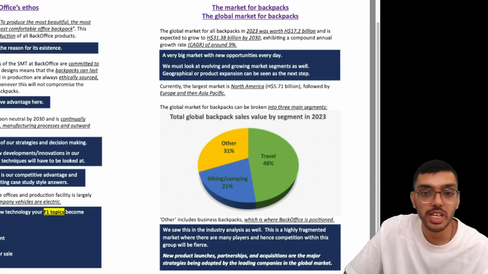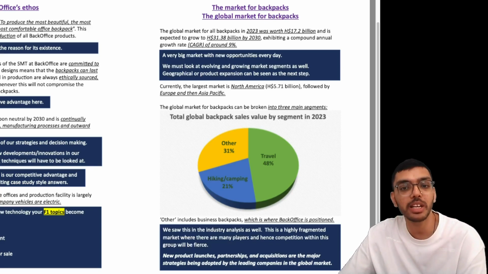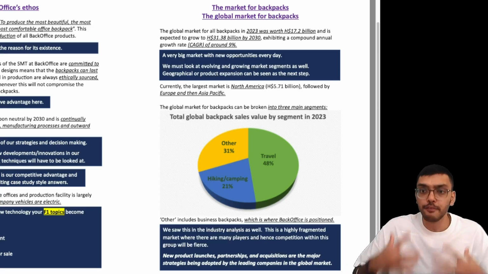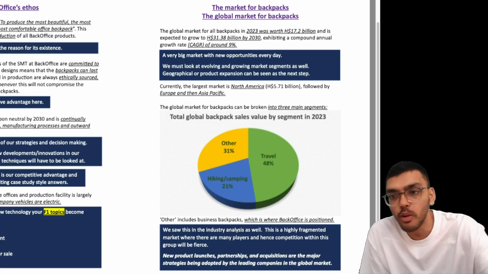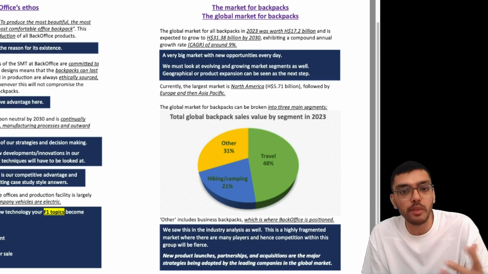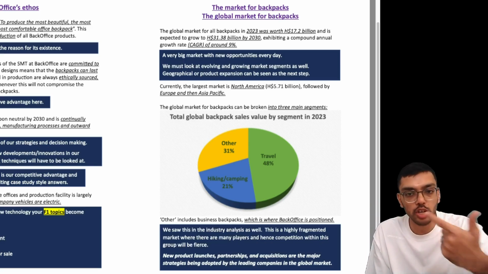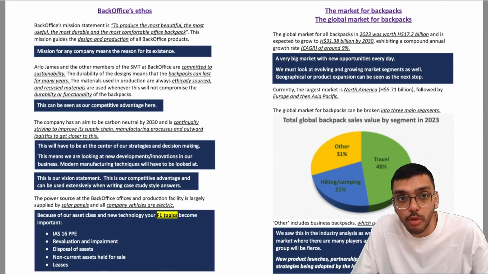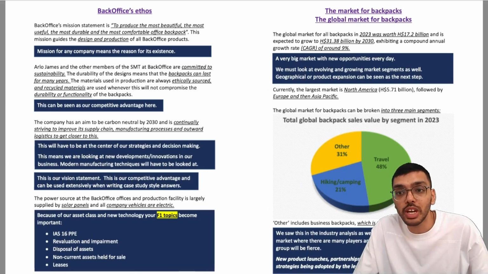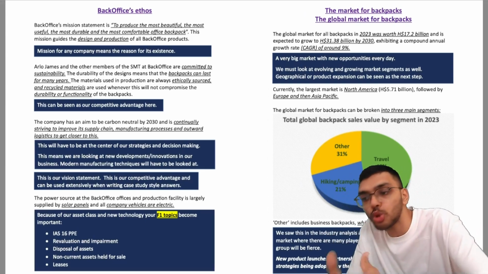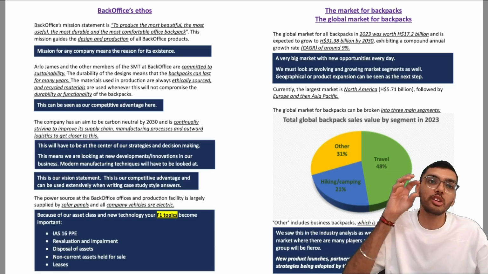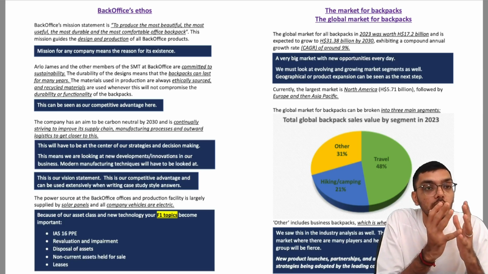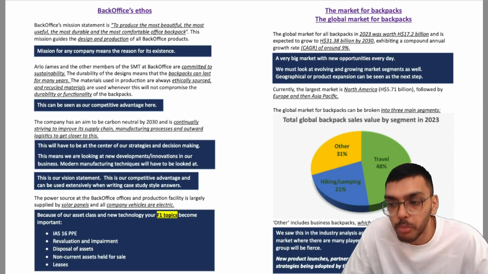We saw this in the industry analysis as well, that this is a highly fragmented market with lots of players. So there's going to be fierce competition. You have to do something different. And BackOffice's ethos, culture is about differentiation. So new product launches, partnerships, acquisitions is something that you'll always have to keep looking for. In short, you'll have to stay true to your culture and make sure that you are evidently doing something new but within your cultural umbrella.